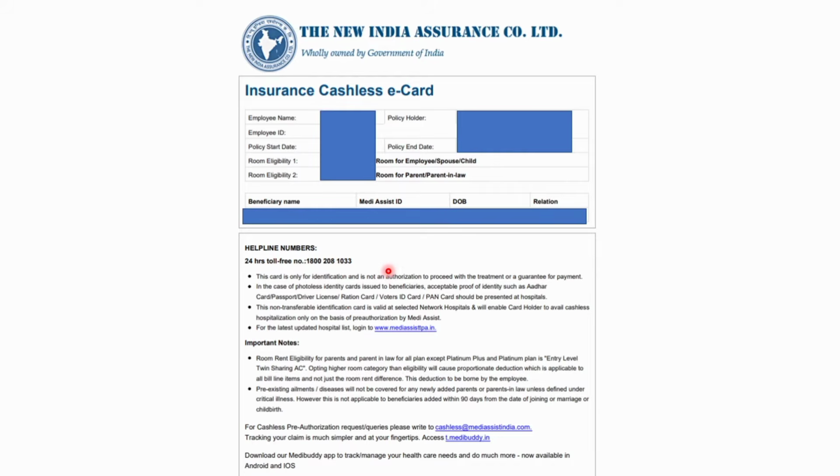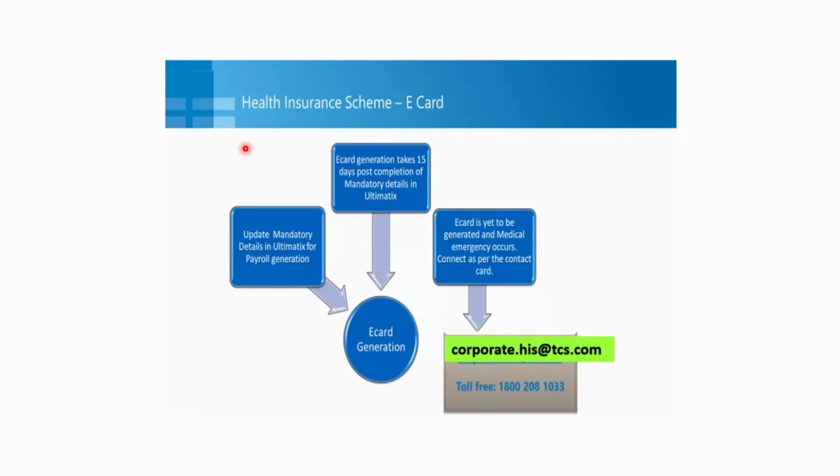You can watch it. Now here your employee name will be mentioned and your employee ID will be mentioned, your policy holder name, along with the policy start date and policy end date. Room eligibility one, that is for you, will be room for employee, and same for eligibility 2. For your parents it will be the same room, for Y grade. Now we have discussed the HIS e-card.